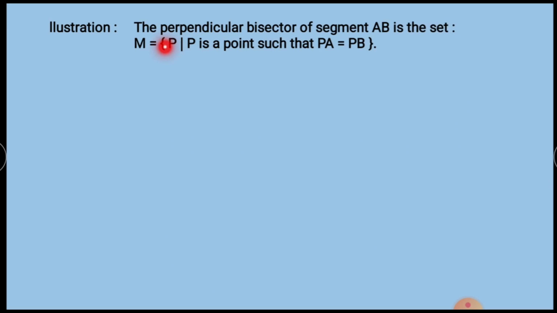So see here, the perpendicular bisector of segment AB is the set. So we denote the set of points on the perpendicular bisector for segment AB. So we denote the locus M. So we write here M is the set of those points P such that PA equals PB. That means all the points on a perpendicular bisector are equidistant from the end points A and B. So we write here PA equals PB.